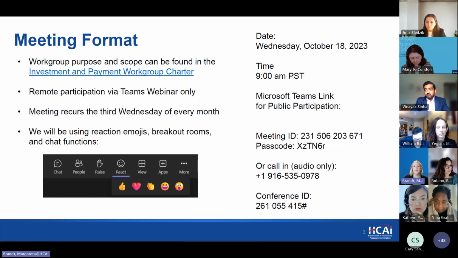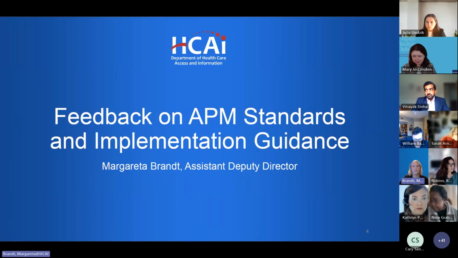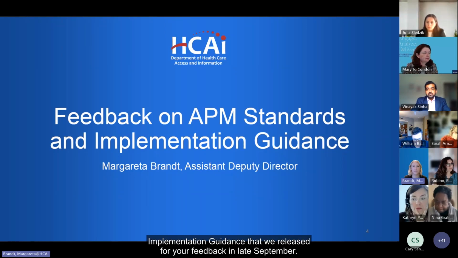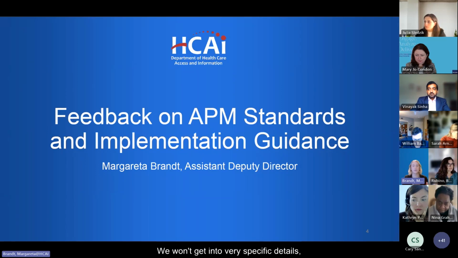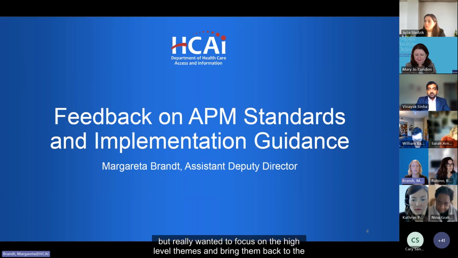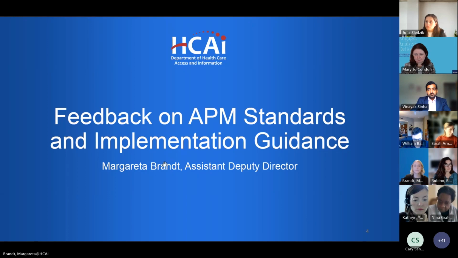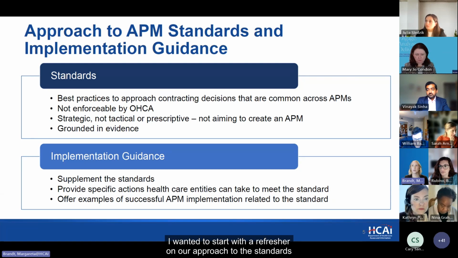So getting into our first agenda item today, which is the feedback on the alternative payment model standards and implementation guidance that we released for your feedback in late September. We'll walk through the themes that we heard in reviewing the feedback. We won't get into very specific details, but really wanted to focus on the high-level themes and bring them back to the work group for discussion and get your input on the best ways to incorporate these themes into the revised standards.